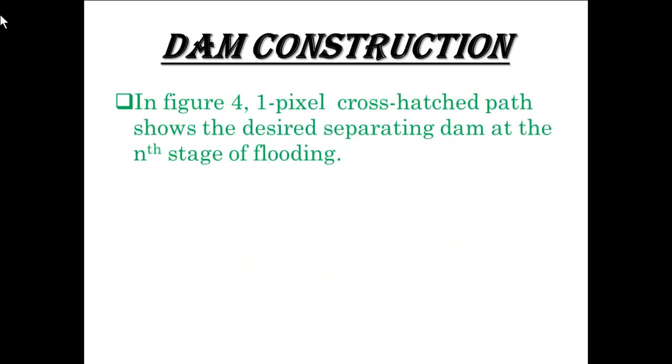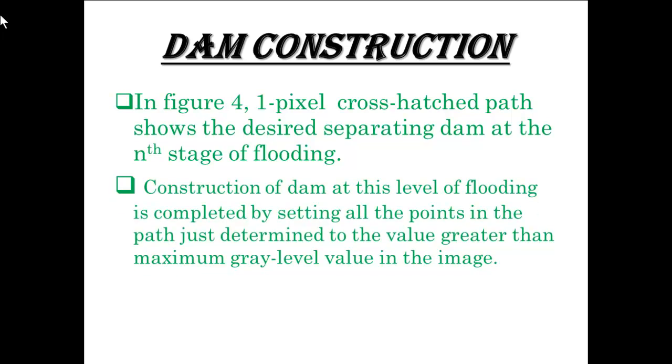In figure 4, a one-pixel-wide cross-hatched path shows the desired separating dam at the nth stage of flooding. Construction of the dam at this level of flooding is completed by setting all the points in the path to a value greater than the maximum gray level value in the image.